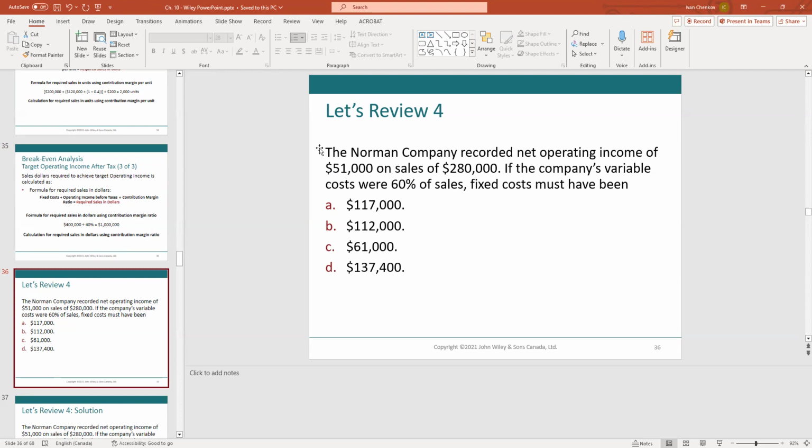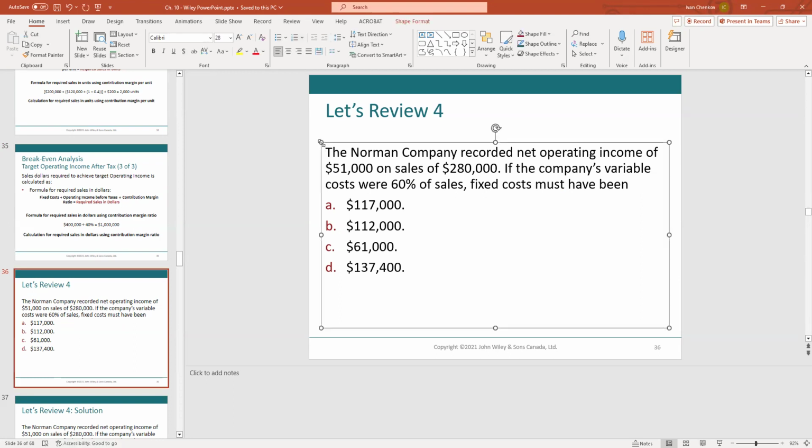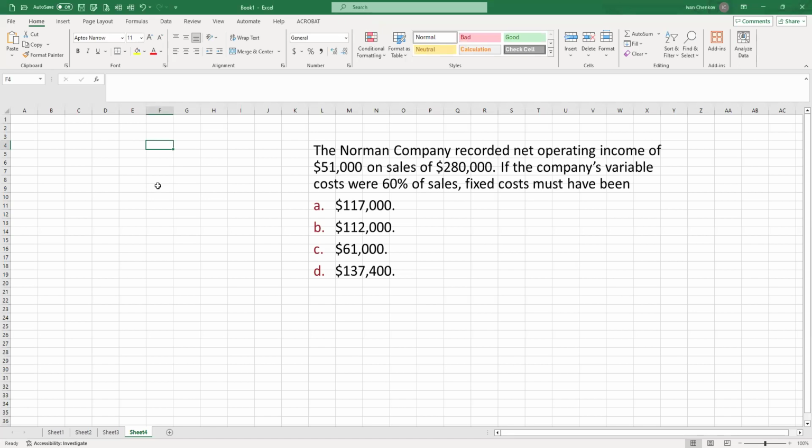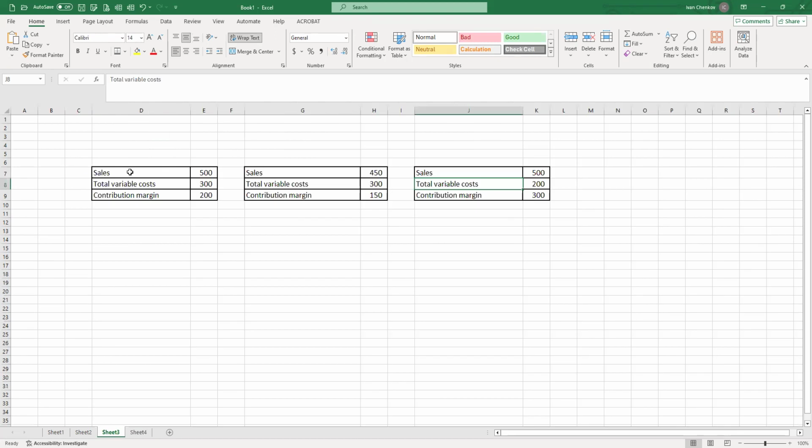How are we going to solve this problem? Any suggestions? Are you guys there? Yes. So how are we going to solve this problem? Divide 40% of the sales price. So what do we know? We know the sales price. Okay. Yes. I know the sales.